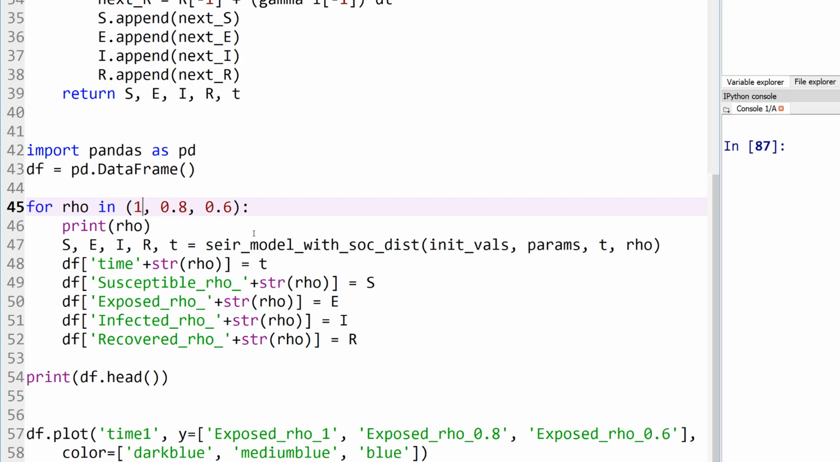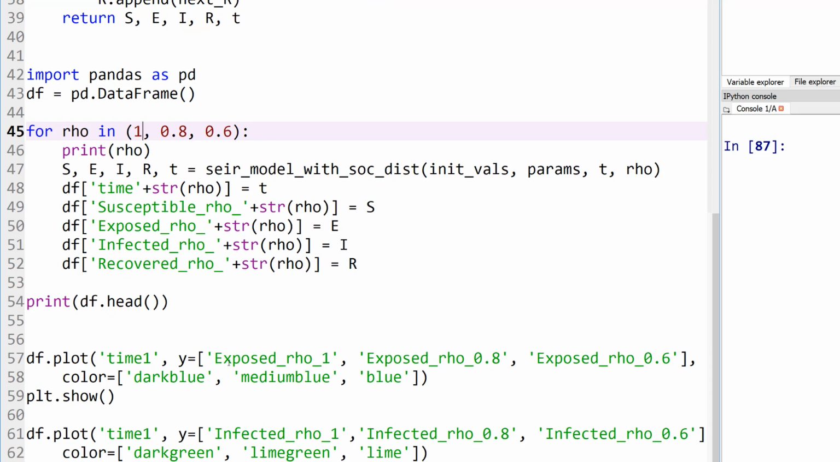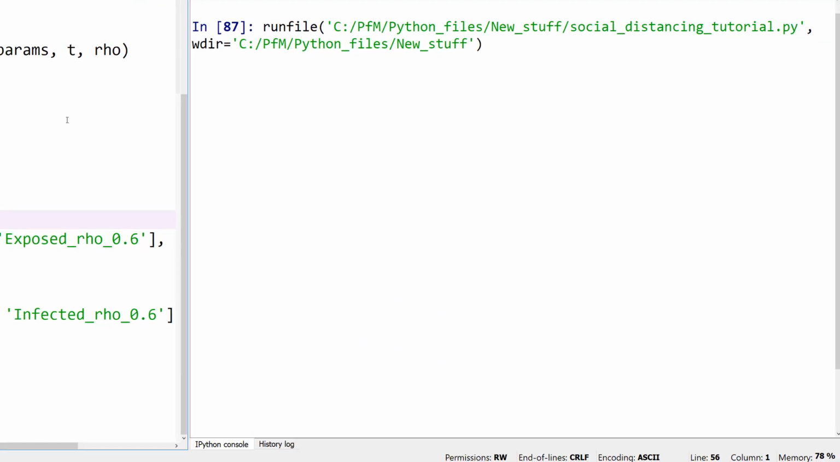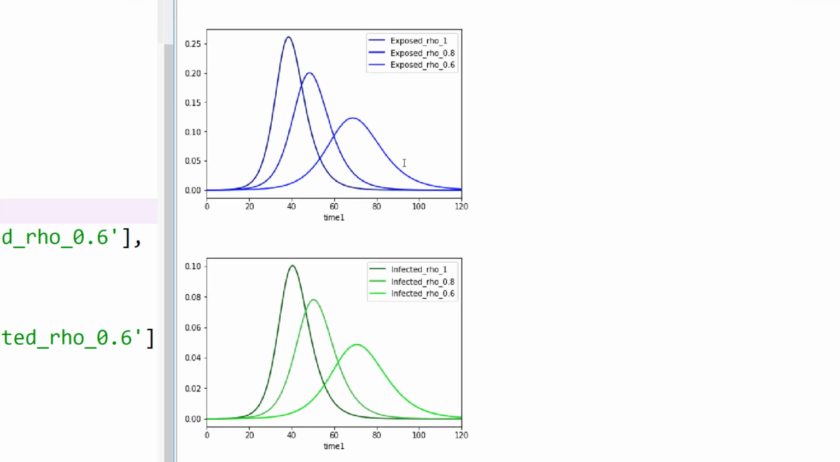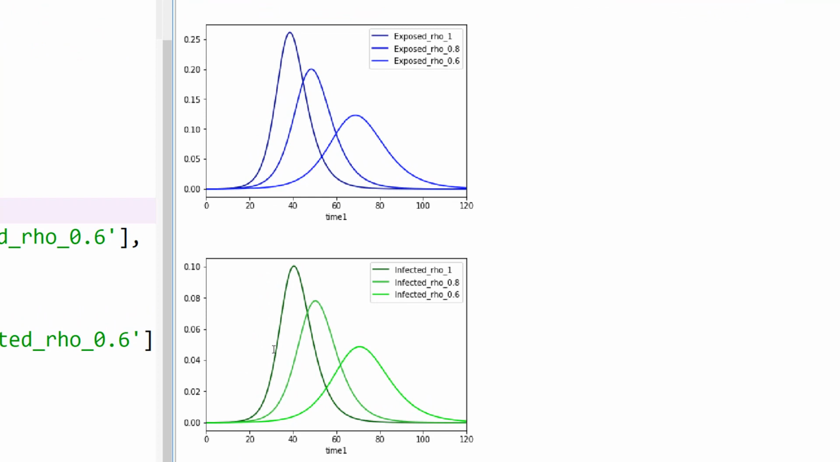Let's see the effect of social distancing by plotting the exposed and infected populations for rho values of 1, 0.8, and 0.6. Let's run this and look at the result on the right-hand side. Here the blue curves are for the exposed population, and the green curves are for the infected population. Think of this as the peak infection rate.